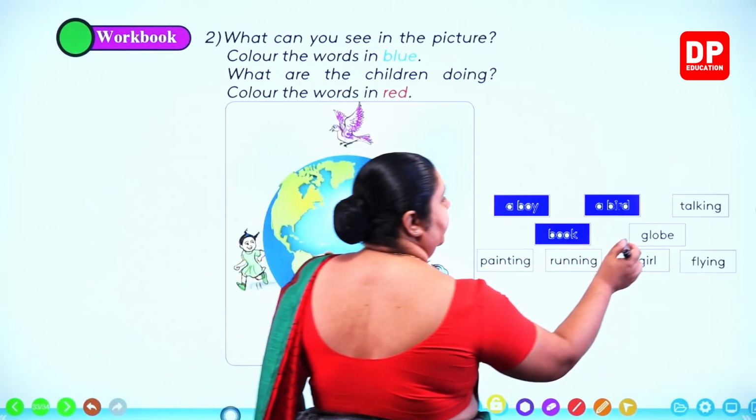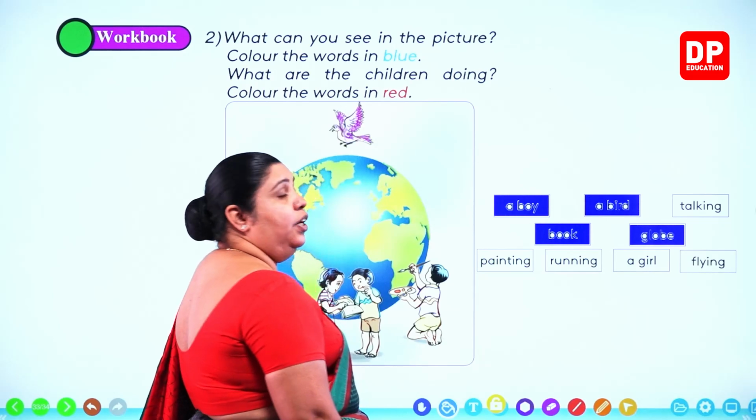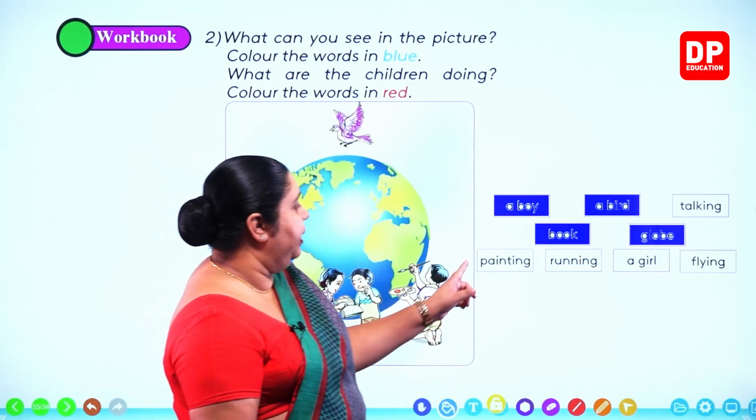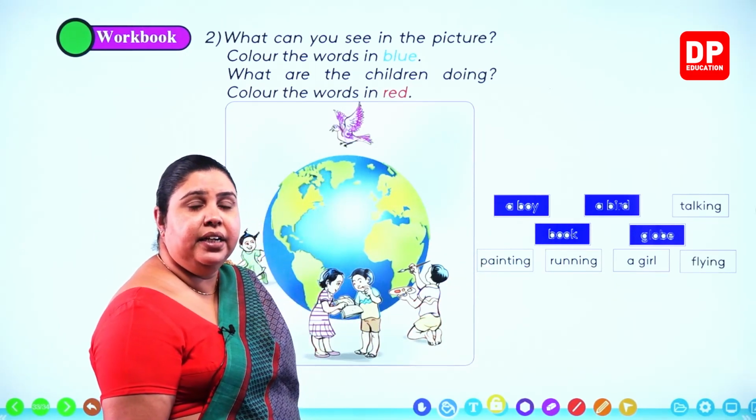So that is a word. That is not something that the children are doing. Then we have the word painting. Are we going to color that in blue?